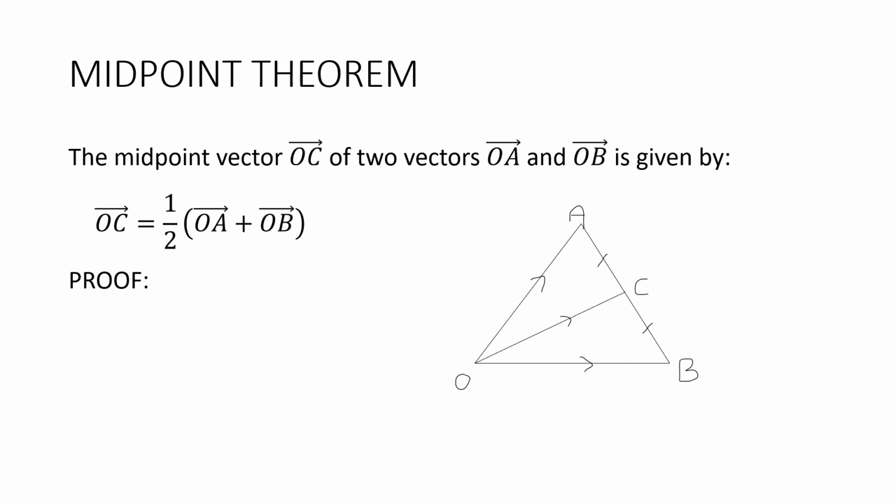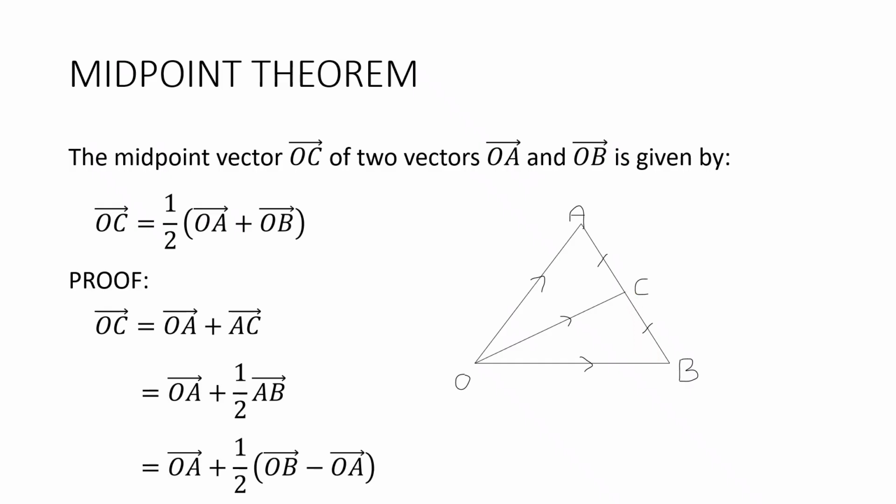We're going to start off by letting OC equal OA plus AC. And so that is equal to OA plus a half of AB, because we know that this is the midpoint. We can write that as OA plus, now instead of AB, which is here, we know that that is going to be OB take away OA, and tidying all of that up, we have proved it. It's equal to a half of OA plus OB.